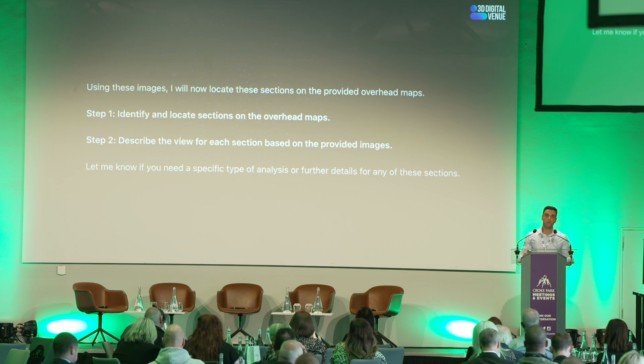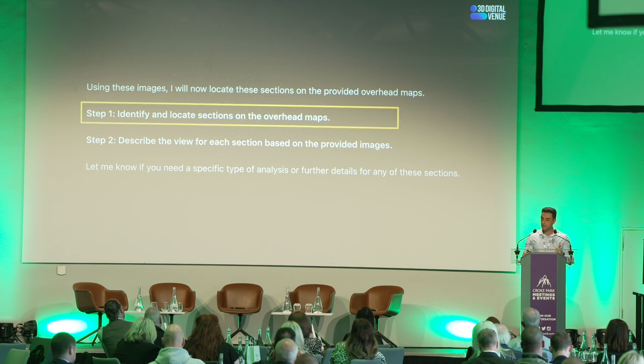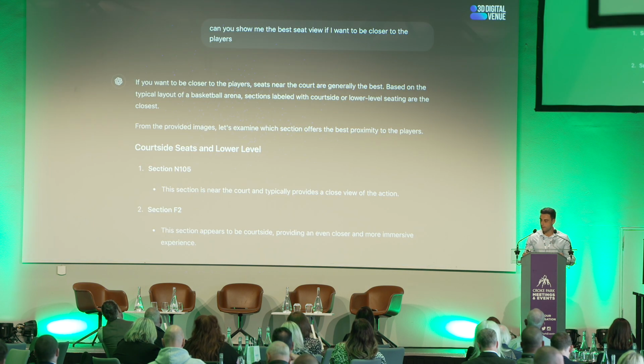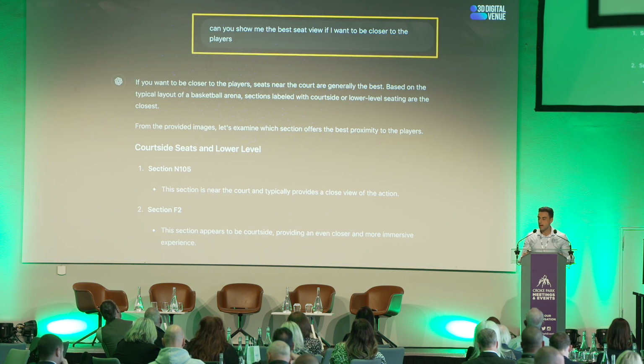So once I have this in place, now I'm going to try to ask the system to be more specific and provide some answers for me, okay? Now the system has been able to identify and locate the sections with the overhead map, and the system will be able to describe every view based on what I'm asking. So again, I'm prompting the system and saying, can you show me the best seats if I want to be closer to the players?